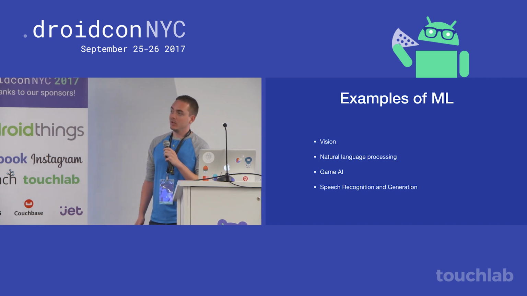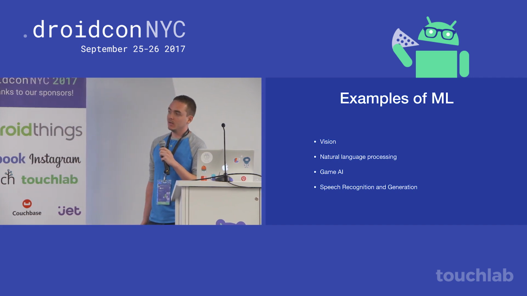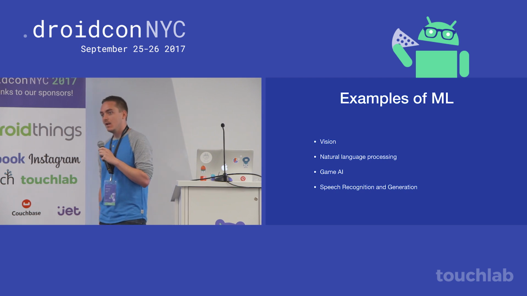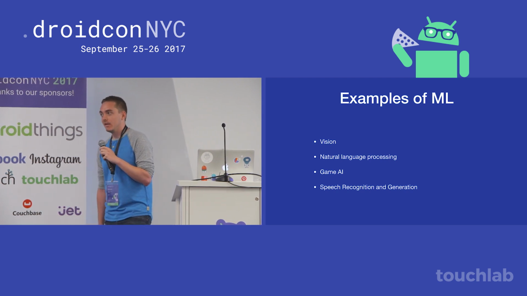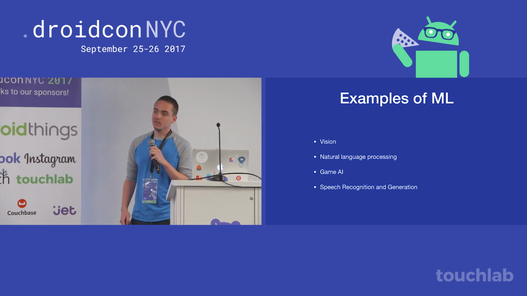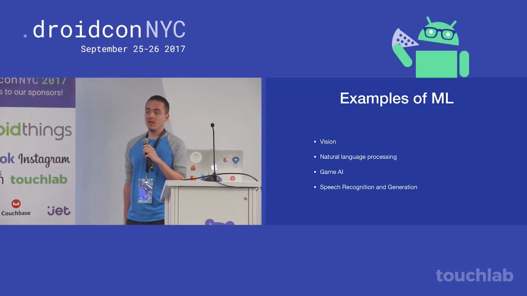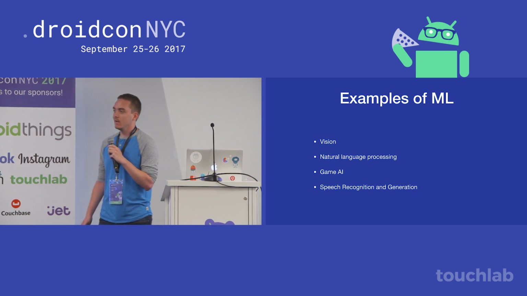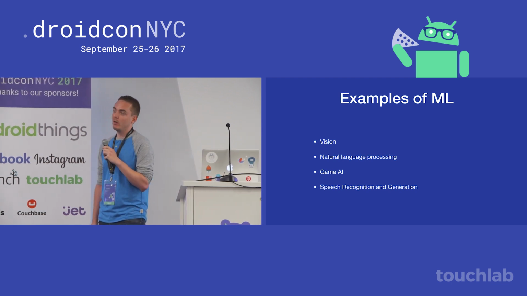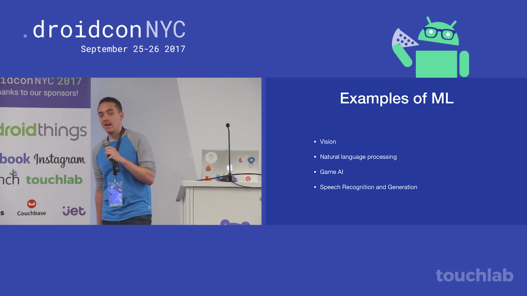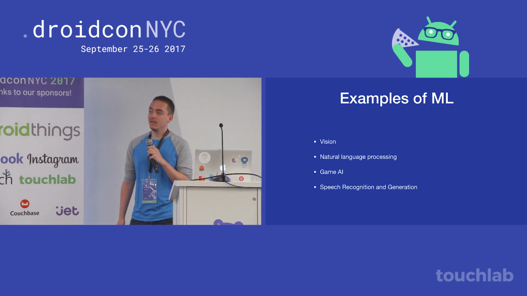Some examples of machine learning that is currently being done on mobile: you see a lot of stuff with vision. You can take a photo and we can tell you what's in it. You're seeing a lot of things with natural language processing, such as spam detectors. If you use Gmail and you see the auto reply feature, that's an example of natural language processing. You might see some game AI. There are a lot of examples recently where people are training models to beat popular games like Super Mario and things like that.